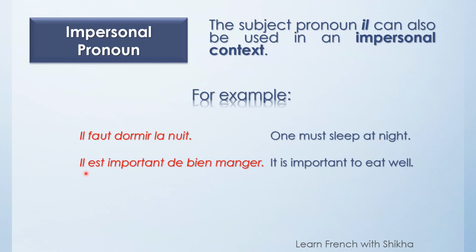Next example, il est important de bien manger. It is important to eat well. So here again, we are not talking about a particular person or particular object. It's a universal thing. So that is the reason we have used il. Il est important de bien manger. It is important to eat well. So we are talking about everybody here.